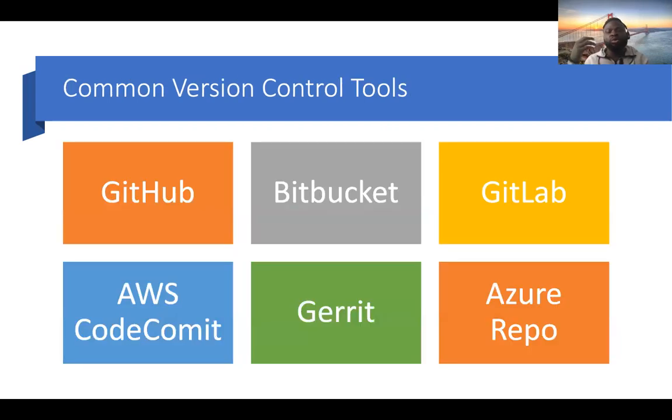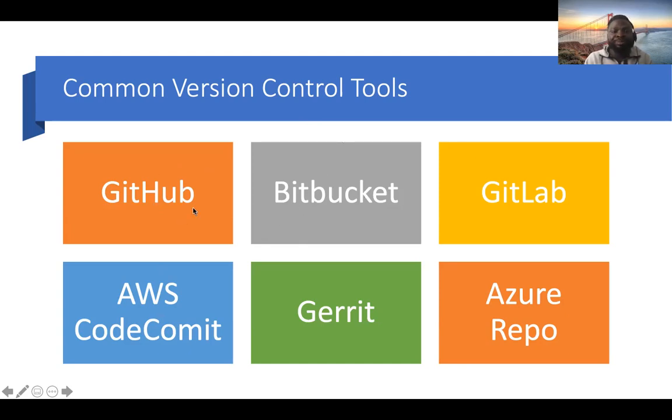So again, common version control tools: there's GitHub, there's Bitbucket, there's GitLab, there's AWS CodeCommit, which is on AWS. There's Gerrit, which I've never even used. There's Azure Repos, for Azure folks. But I will tell you, even people that work on AWS don't use AWS CodeCommit. I mean, there will be people that use it, but it's very few. That's why, when you are learning cloud, they will only teach you CodeCommit. They won't teach you how to use Bitbucket and GitHub.